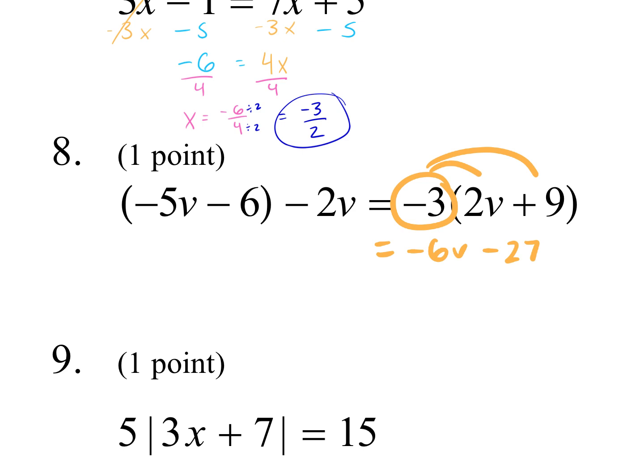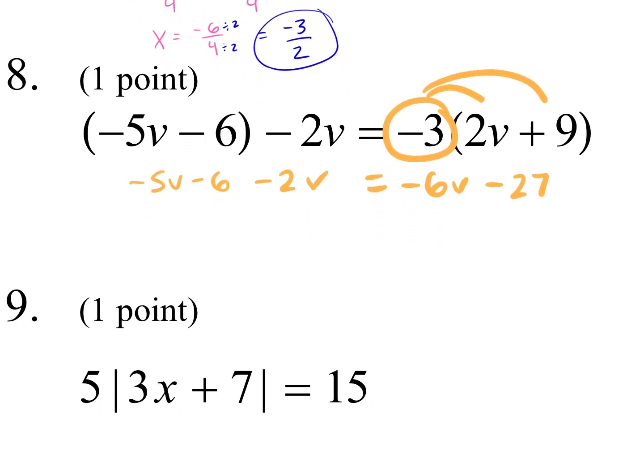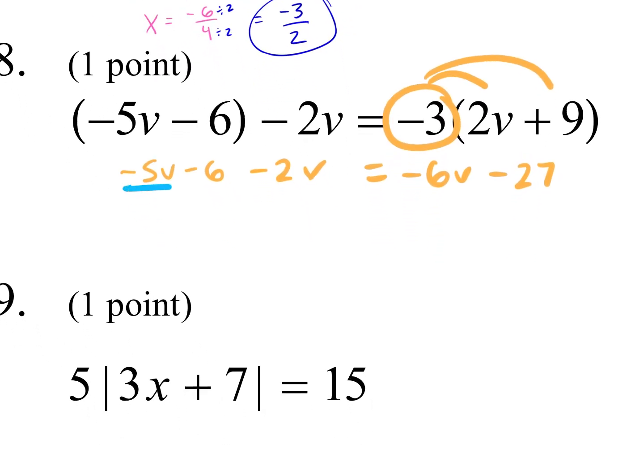We can leave the left side the same. Do I need the parentheses on the left side? No, I don't need them because I'm not multiplying anything. So I can just get rid of them. I can combine like terms. What is negative 5v minus 2v? Negative 7v. You add 6v to get that over, and then that's v minus 6 equals negative 27.